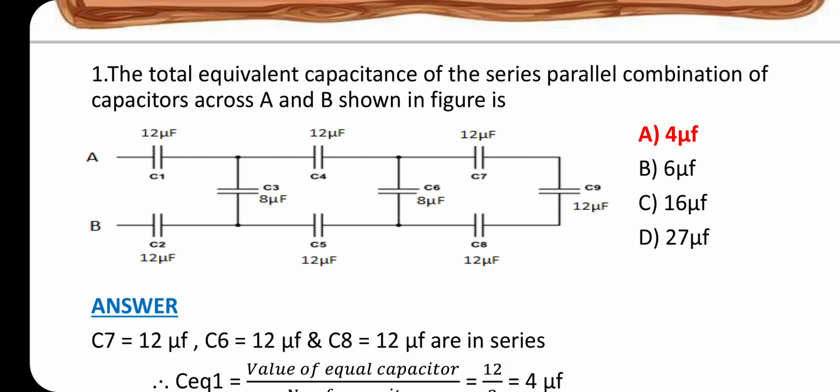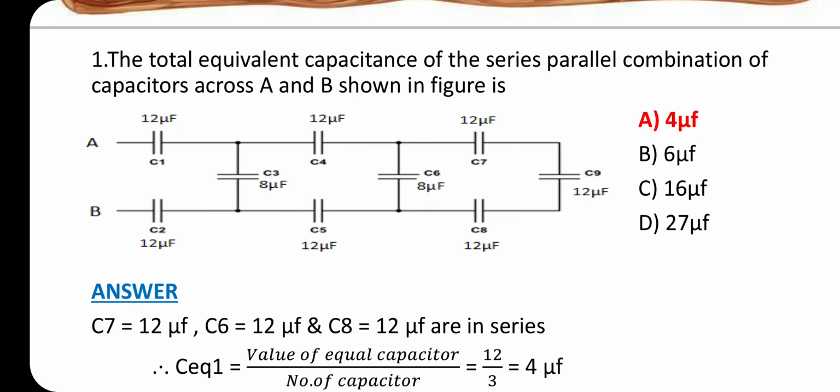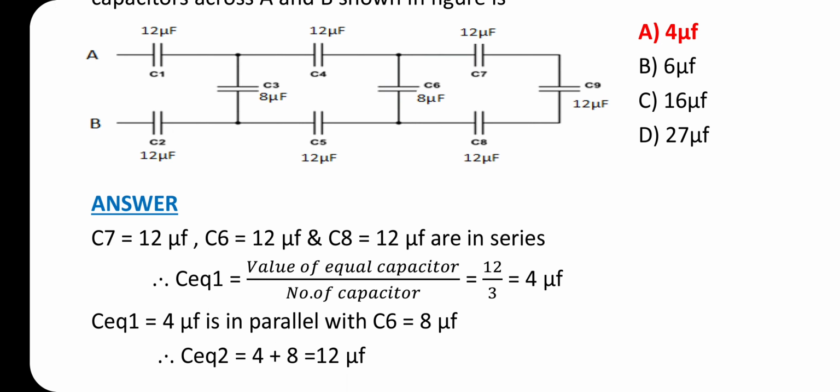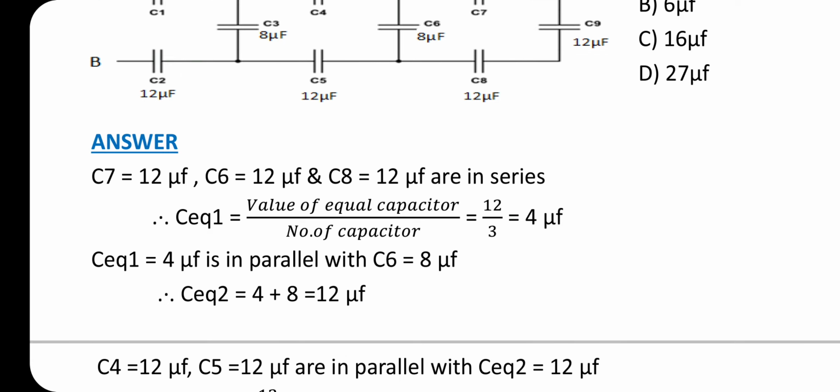The total equivalent capacitance of the series parallel combination of capacitors across A and B shown in figure is? Answer: option A, 4 microfarad. Here C7 equal to 12 microfarad, C6 equal to 12 microfarad and C8 equal to 12 microfarad are in series. Therefore, C equivalent 1 equal to value of equal capacitor divided by number of capacitors. Therefore, we get 12 by 3 equal to 4 microfarad.